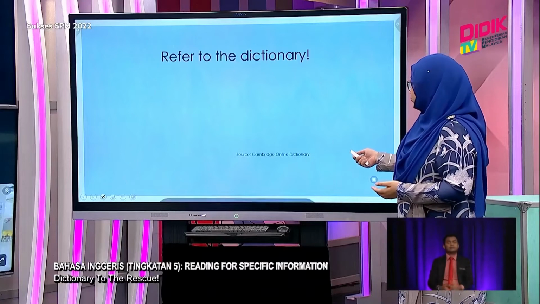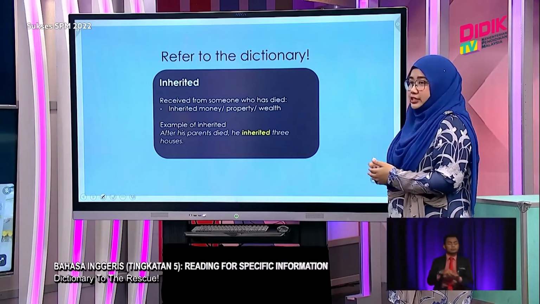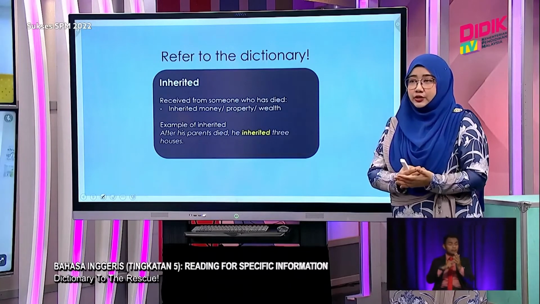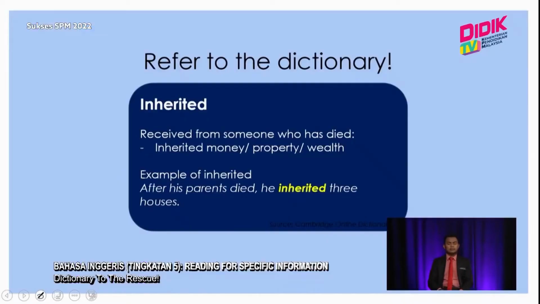So everyone, this is the meaning of inherited: received from someone who has died. So it could be inherited money, inherited property, or inherited wealth. At the bottom, we have an example of how the word inherited is used in a sentence. After his parents died, he inherited 3 houses. So that's how you use it.